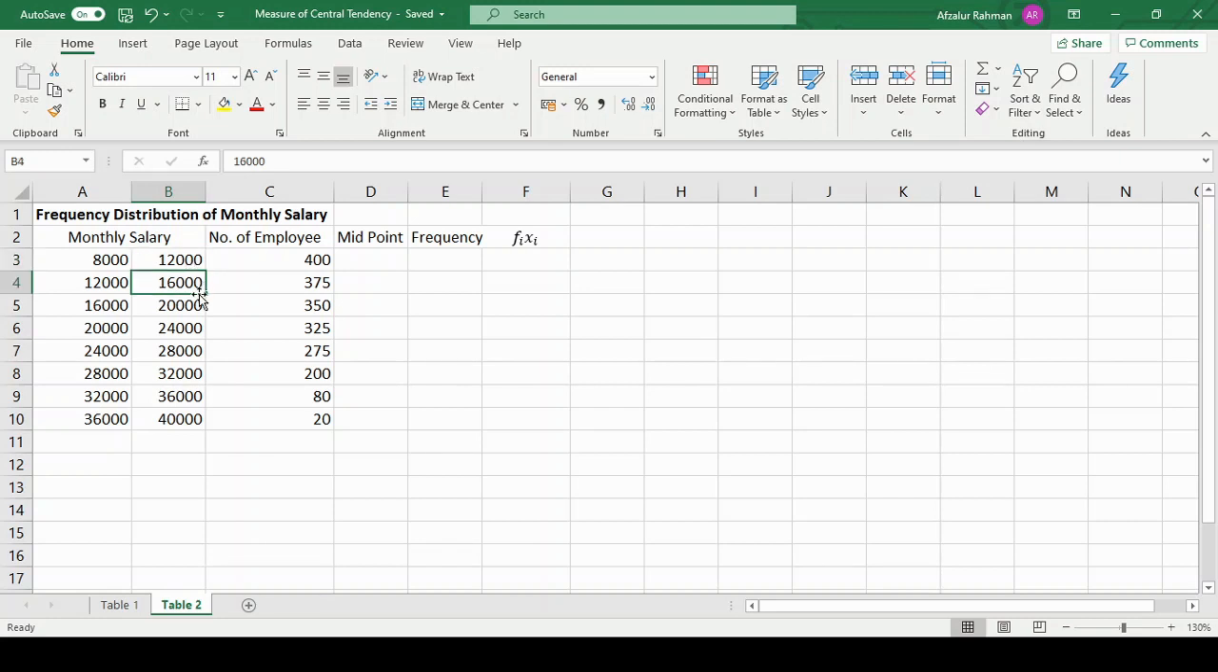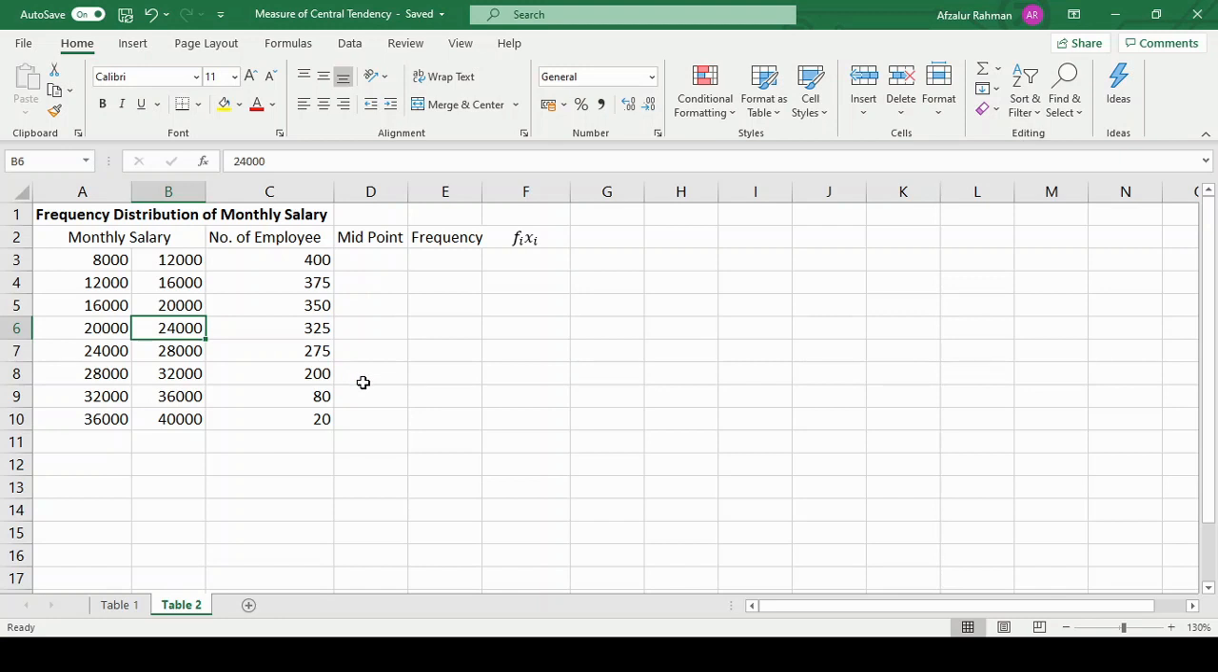So in the second group it is less than 16,000, third group less than 20,000, fourth less than 24,000. In this way we have arranged the data. The first group is 8,000 to 12,000 and the total number of employees is 400. The second group is 12,000 to less than 16,000, total number of employees 375. The third group is 16,000 to 20,000, and the total number of employees is 50,000. So this is the group data.